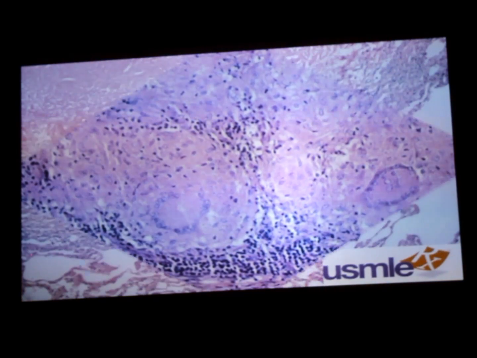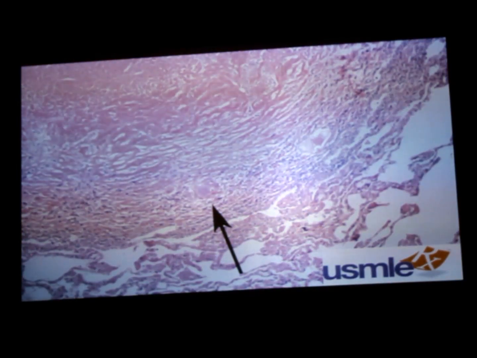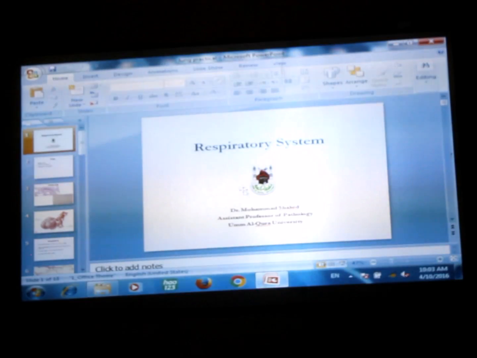Another granuloma, very close view, giant cell, chronic inflammatory cells. Okay, these are epithelioid cells. Same thing. This is caseous necrosis, the central area. So that is about respiratory system. Then comes GIT.